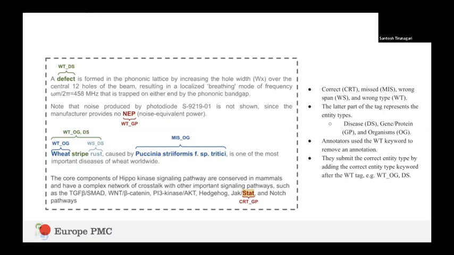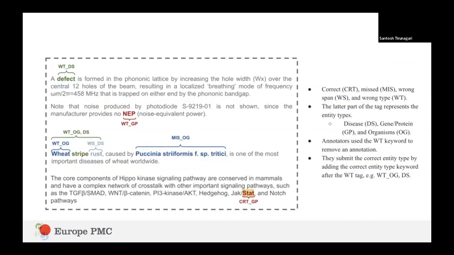If any of the entities are missing, they would create the new entity, and they would tag it as missed_organism. For example, in this case, this organism was missing from our dictionary-based annotation. So this is tagged as miss_OG.